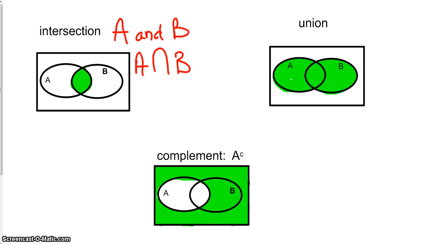Union, that's your or situation. Success if you're A or B. Success even if you're in the middle of both of them. So that's your A or B. In a way, we write that sometimes with this U, A union B. And then here's your complement down here. Anything that's not in A.